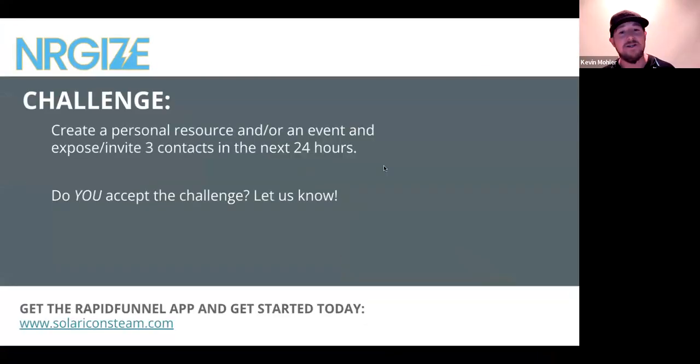So with that being said, that's the training that we have for you today, but that's not the only training that we have forever, right? It's not the last training. The challenge that you have today, should you choose to accept it, is to create a personal resource or an event and expose or invite 3 contacts in the next 24 hours. So if you're going to take this information you got today and you're going to use it, then that's what we ask you to do, is to commit to one or the other or both. It's up to you.